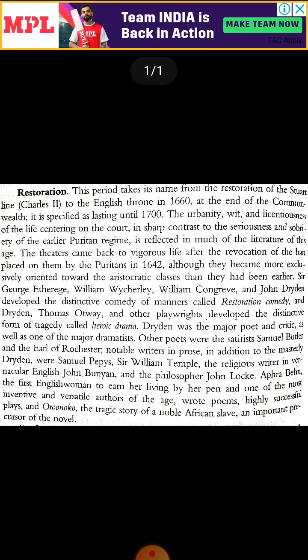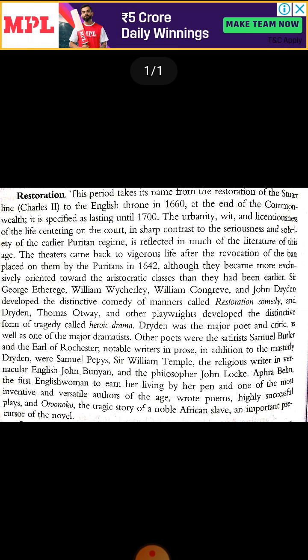Then there was the first English woman to earn her living by her pen, and one of the most inventive and versatile authors of the age, who wrote poems, highly successful plays, and Oroonoko, the tragic story of a noble African slave, an important precursor of the novel that we can find in English literature during the restoration of Charles II, and the period is known after this incident in English history.